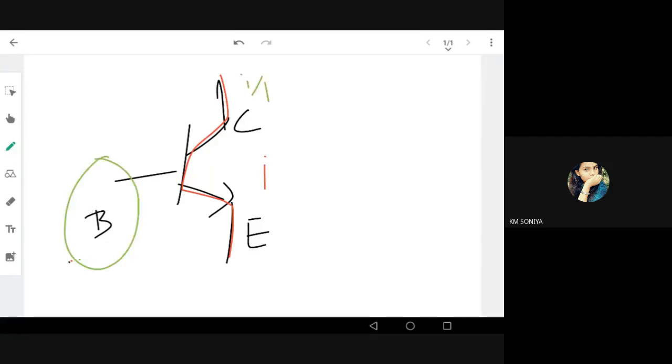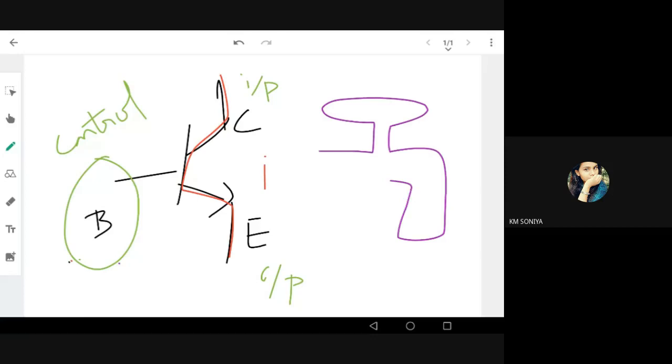This is input, this is output, and there is a control terminal. This is the controlling terminal, the base. This is a basic analogy. So what is the analogy of a transistor? The analogy of a transistor is nothing but a pipe. Here, earlier, we had a diode as a valve. Now we have a pipe. What is this analogy?